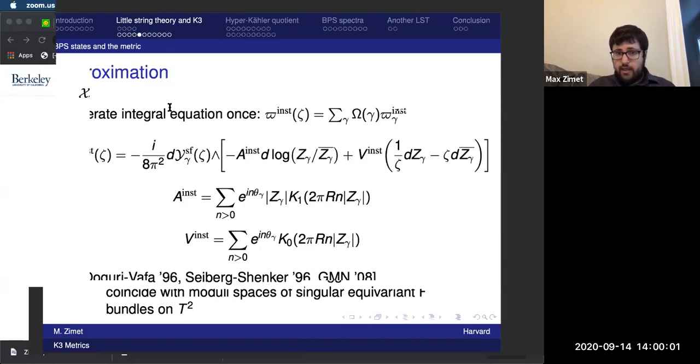And as I mentioned, there's an approximation to the full metric, which one can get just by iterating the integral equation some number of times. So if you just iterate it once, you're already doing extremely well away from the singular fibers. This formula has been known since the 90s. This just describes the first corrections from instantons before they start to interact with each other.